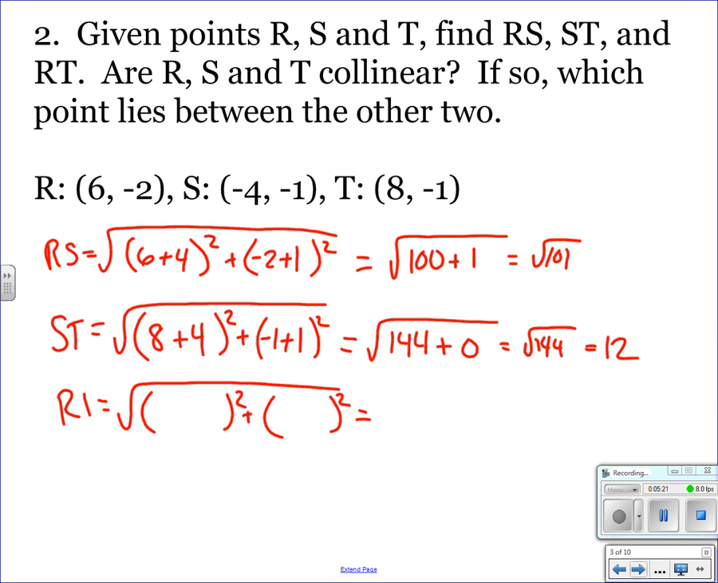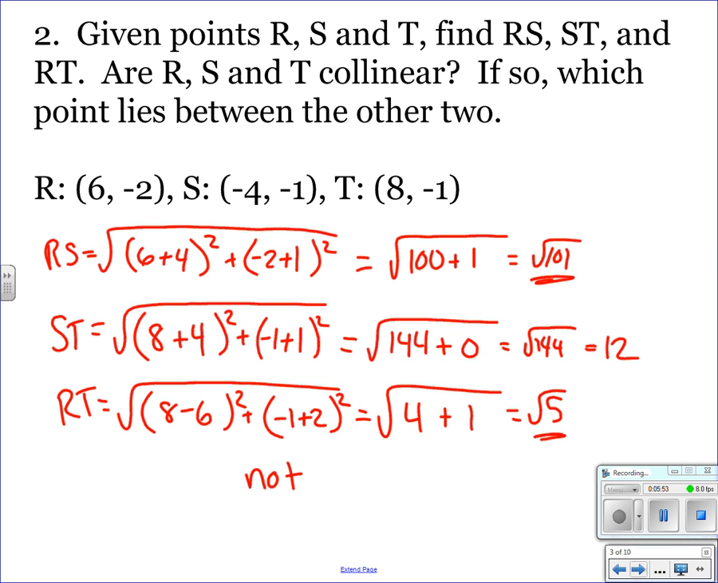RT. RT now is 8 minus 6, and I'm going to do -1 minus a -2. 8 minus 6 is 2 squared, so that's 4. -1 plus 2 is 1 squared, which is 1, so the square root of 5. And I know that the two smaller, root 5 plus root 101, does not add up to 12, so these are not collinear. They do not lie on the same line.